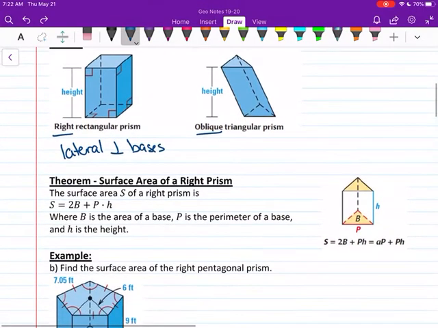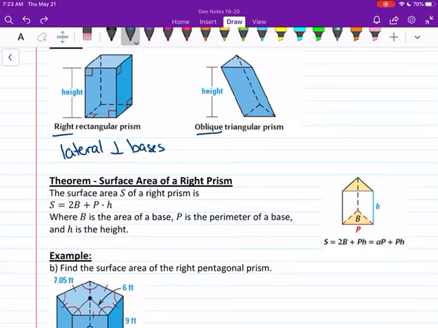All right, so here is a theorem. It says the surface area S of a right prism is 2 times the area of the base plus the perimeter of the base times the height. Okay, so you can use this theorem, or you can just calculate the area of all of the sides like we did in the first example and calculate the area that way. You don't necessarily need this theorem, but it is helpful. So let's talk about it.